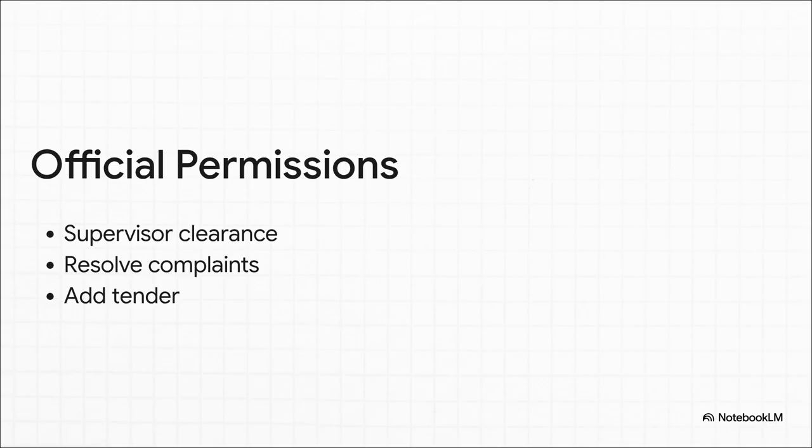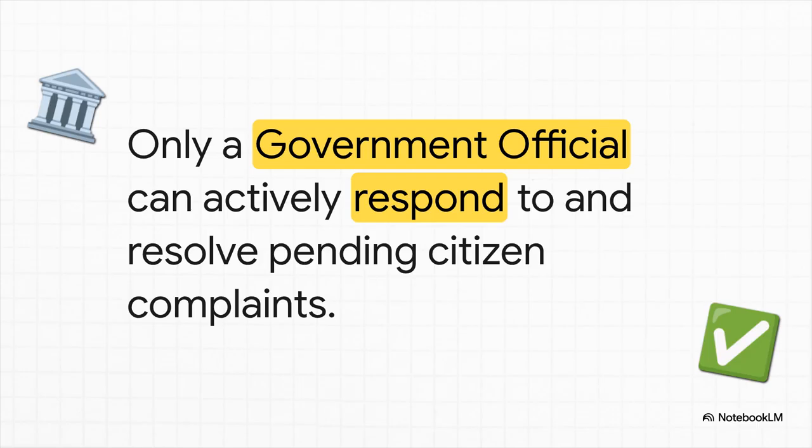They can view, they can file, but most importantly, they get the highest level administrative abilities. They can respond to and resolve complaints, and even add completely new tender records to the public database. This specific capability right here, the ability to respond and resolve complaints, is really the final piece of the puzzle. An AI operating under those lower public or verified citizen roles literally cannot comprehend or execute a resolution command.